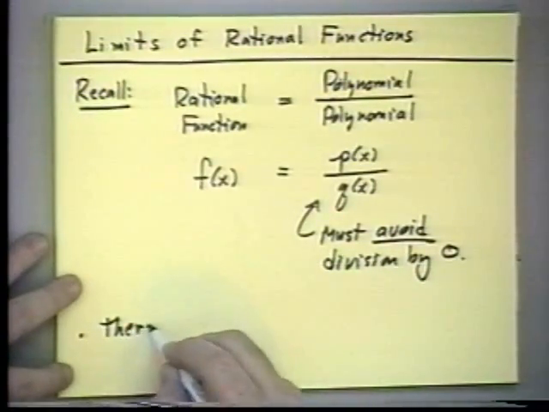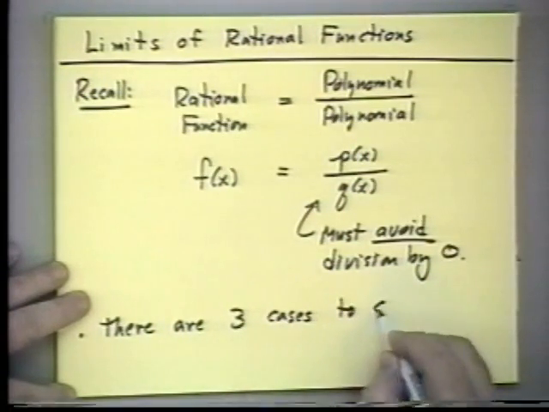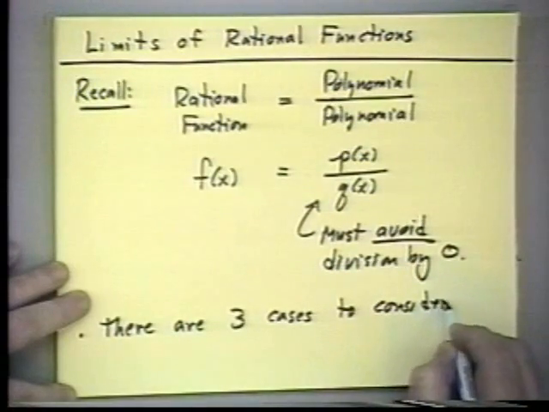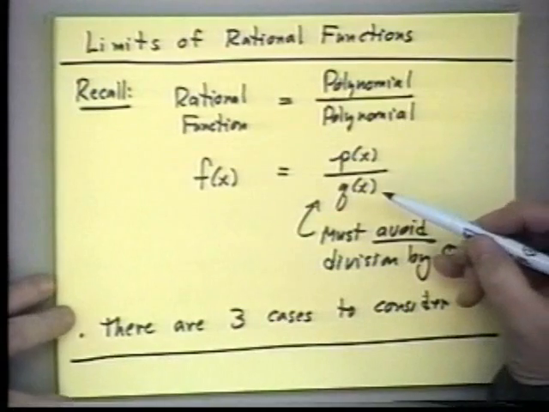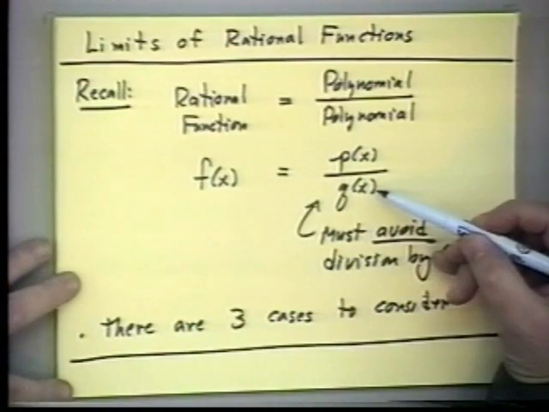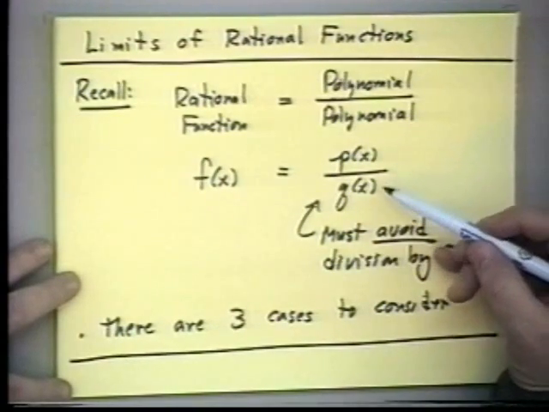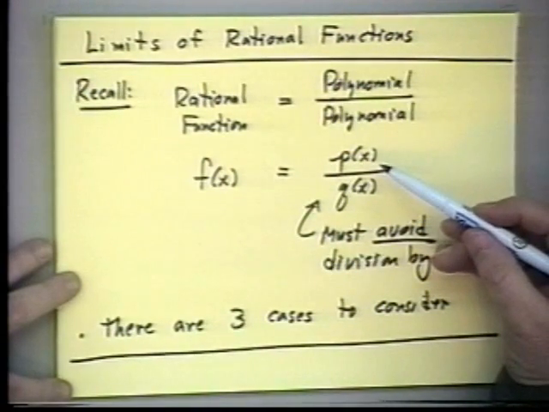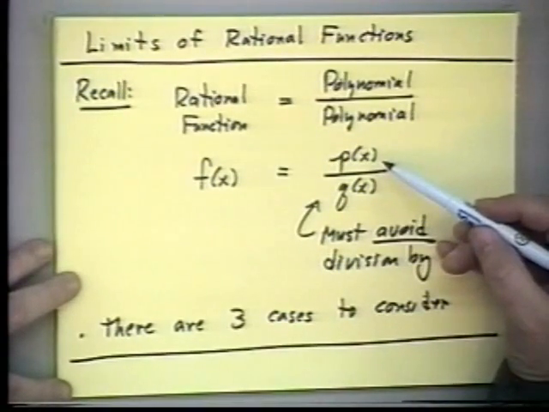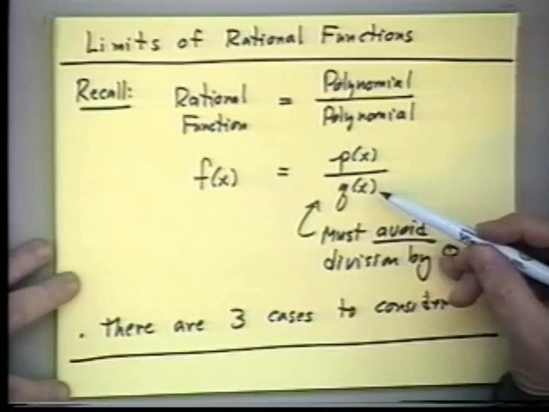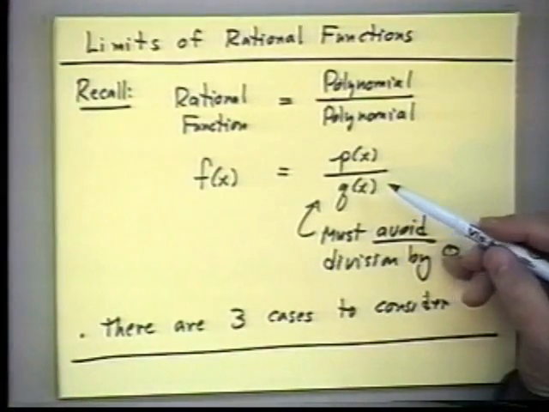There will be three cases to consider here. And you'll see what they are in a moment, but what they revolve around is whether or not q of x is 0. If this is 0 and the top is not 0, we have one result. If this is 0 and the top is 0, we have a second result. There is a third result where neither is 0, and that's the easiest one. In fact, the one we'll start out with.